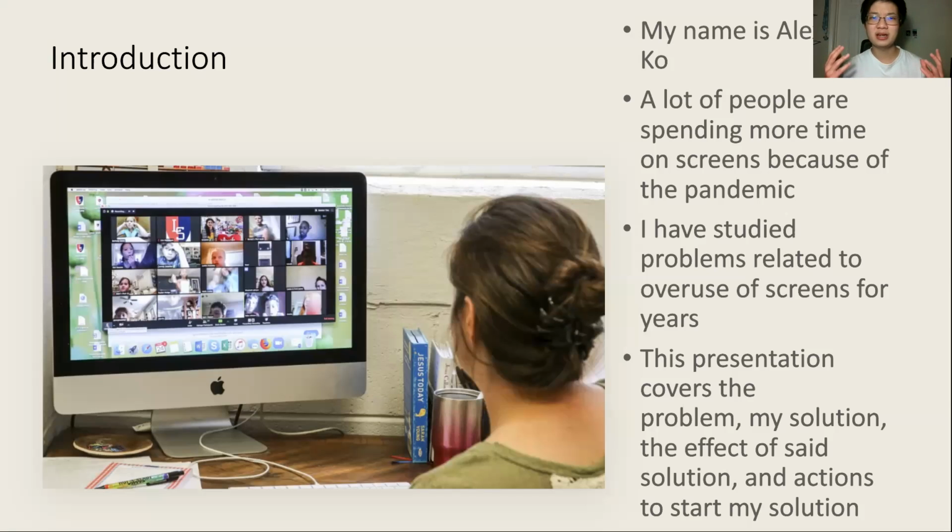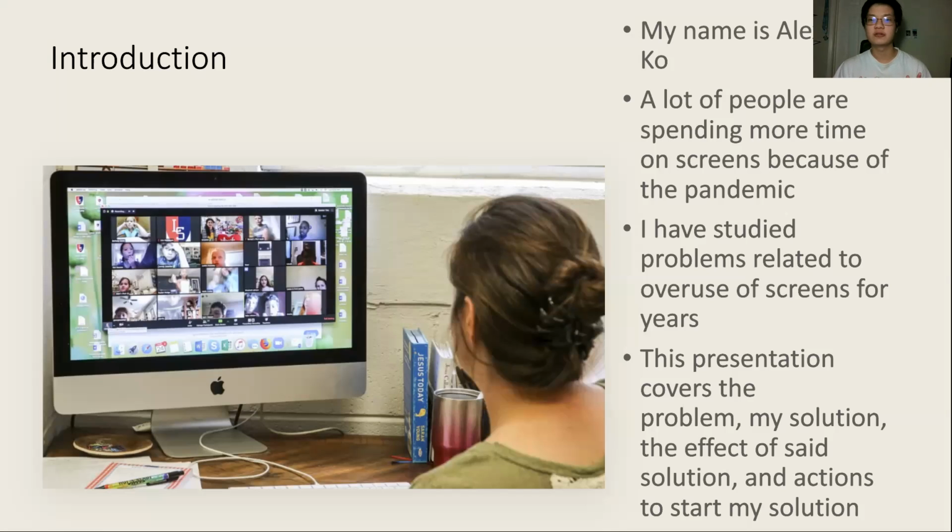Why I believe this topic of screen overuse and the problems related to it is relevant is because a lot of people are spending a lot more time on screens nowadays, especially because of the pandemic. For example, you could be using it because you need to do work or you need to go to school because a lot of school is online now. I'm credible on this subject because I've studied problems related to the overuse of screens for years.